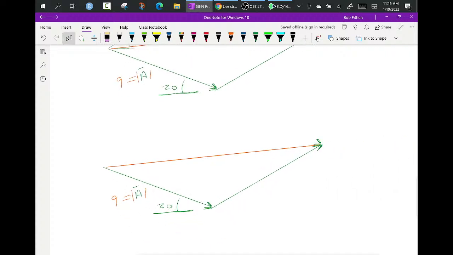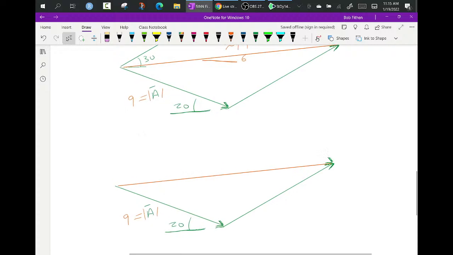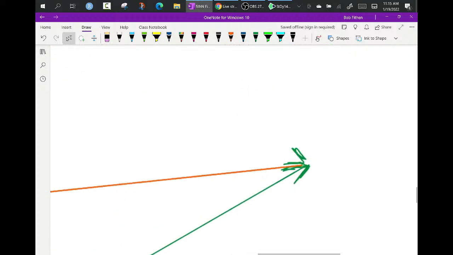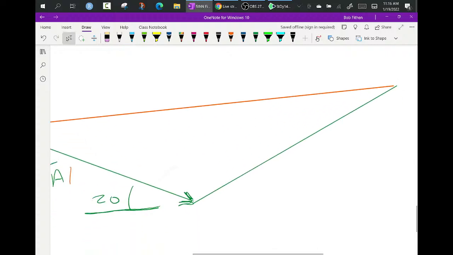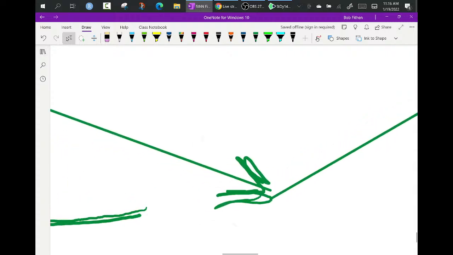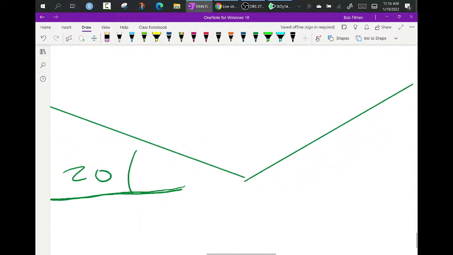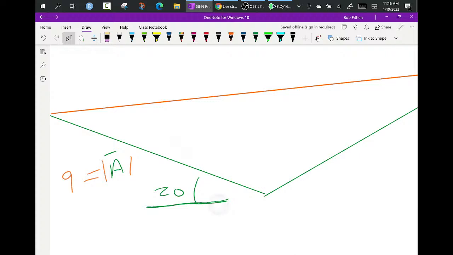So here's what I'm looking at. Now this is the part that, and I've seen people who are very good at this, sometimes I have trouble with it. And you can tell I'm kind of off a little bit.